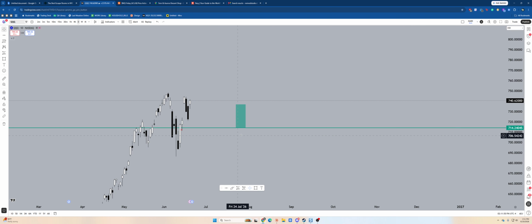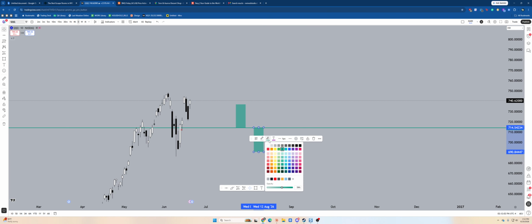So let's mark that out right here. This is the opening print. Let's say that during the intraday session, let's mark this out like this. So let's say during the intraday session.